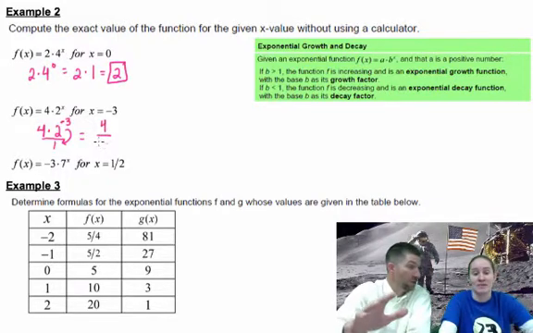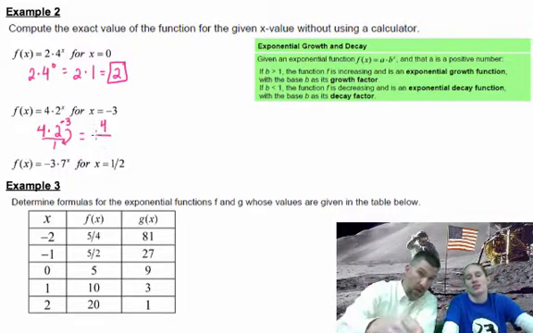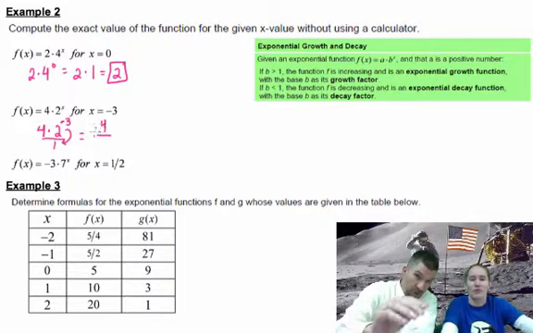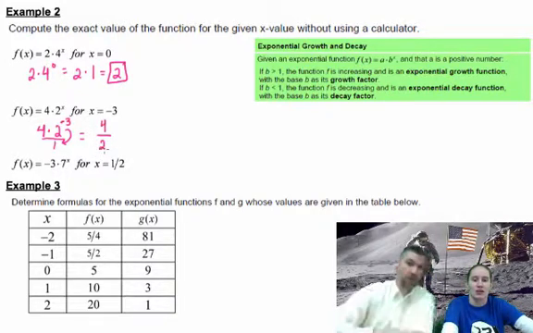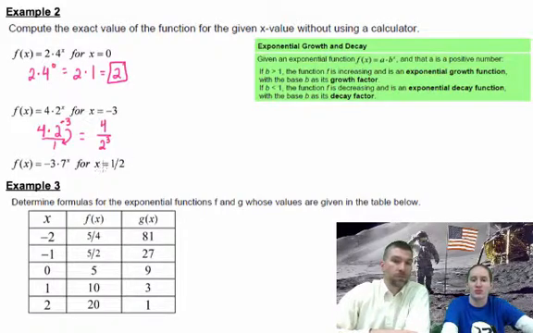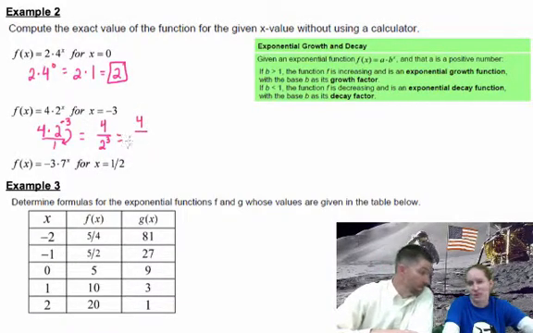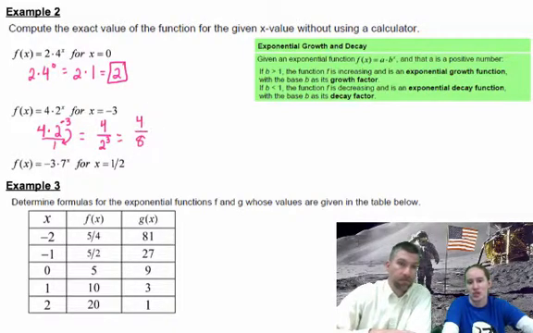Again, point of clarification: where is the negative 3? Just for the 2. Okay, so the 2 cubed gets moved down to the bottom. I know what 2 cubed is. It is 8, because it's 2 times 2 times 2. 4 over 8, we can simplify.